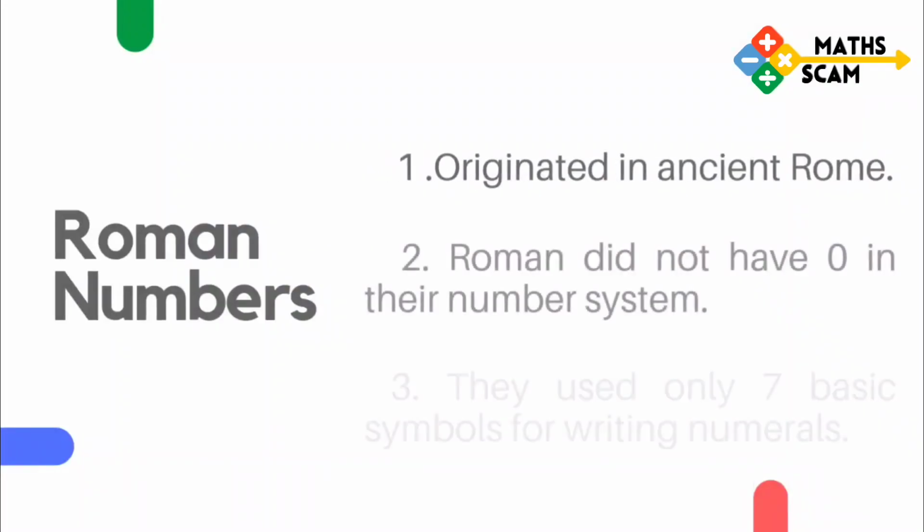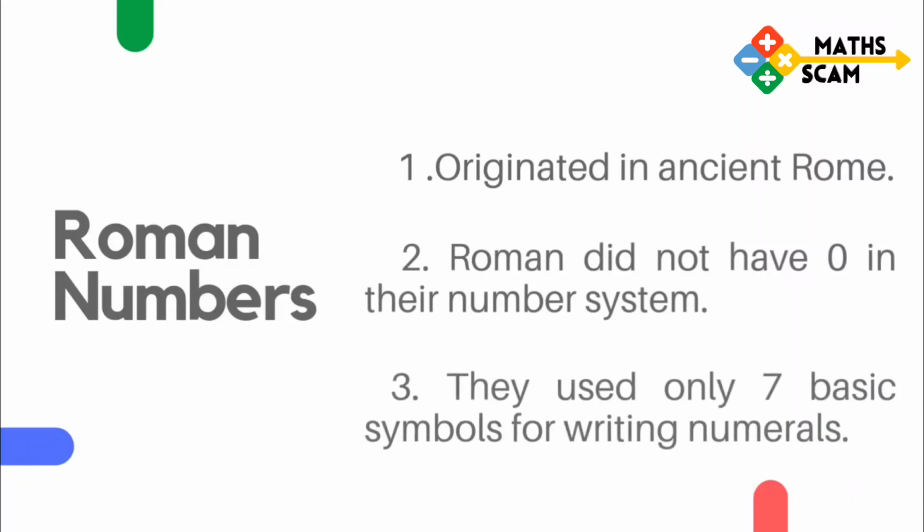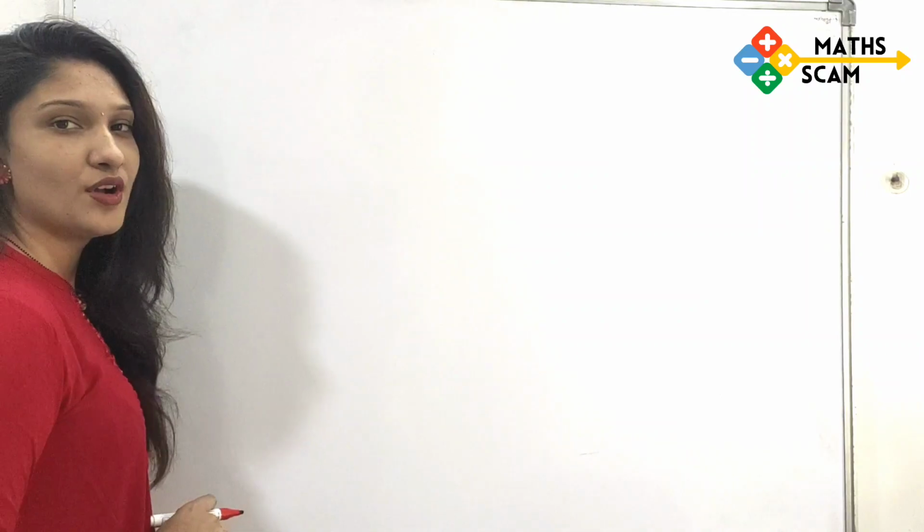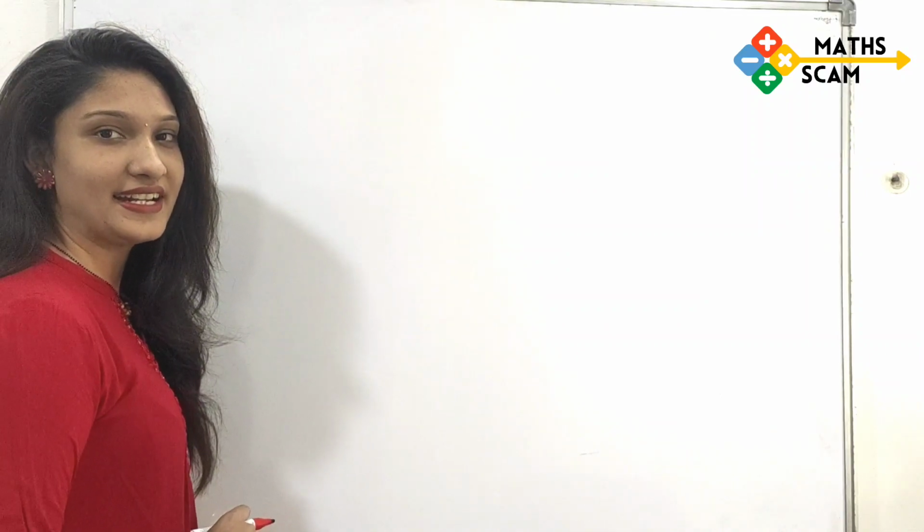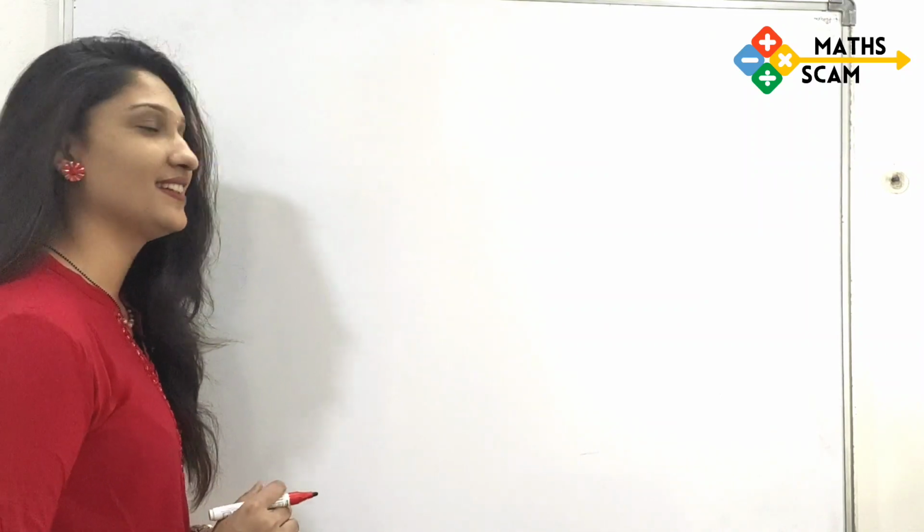Roman numerals are a numeral system that originated in ancient Rome. Numbers in this system are represented by combinations of letters from the Latin alphabet. Romans did not have zero in their number system and were not aware of the place value system either. They used only 7 basic symbols for writing numerals. So, we will see which are the 7 symbols Romans used for writing numerals.